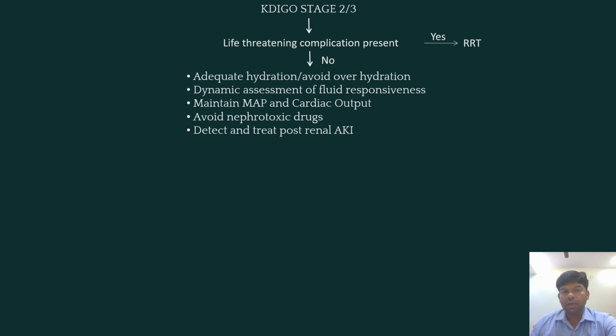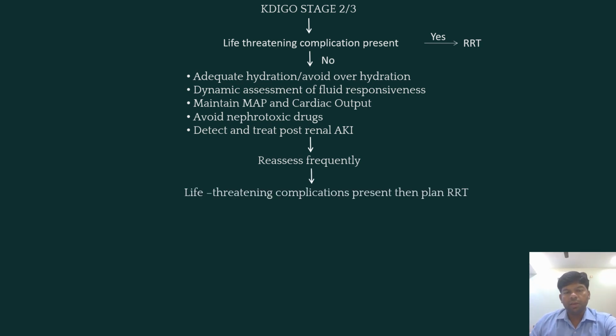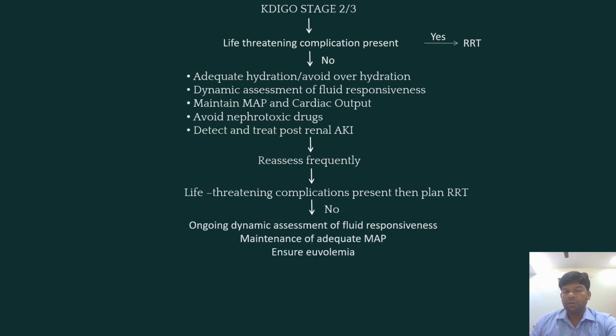Avoid overhydration. Hydration should be guided by dynamic assessment of fluid responsiveness. Maintain or achieve the mean arterial pressure as soon as possible, and cardiac output as well. Avoid nephrotoxic drugs. Detect and treat post-renal AKI as soon as possible. Reassess the patient frequently. If the patient has a life-threatening indication, then go for RRT. If no, then ongoing dynamic assessment of fluid responsiveness has to be done.